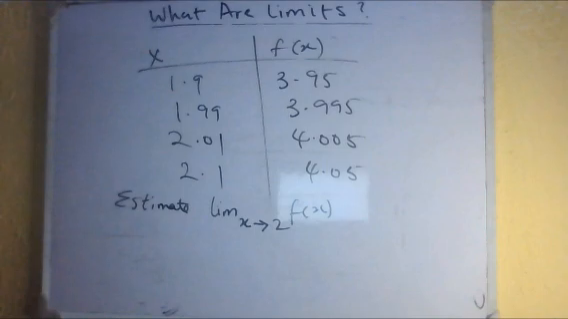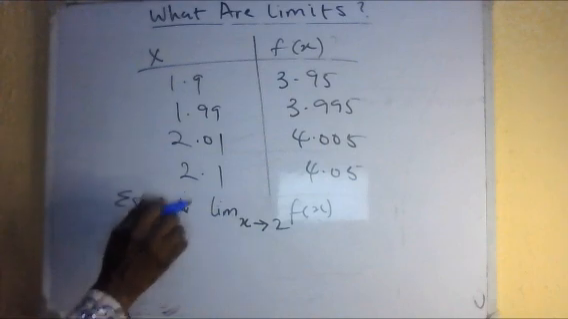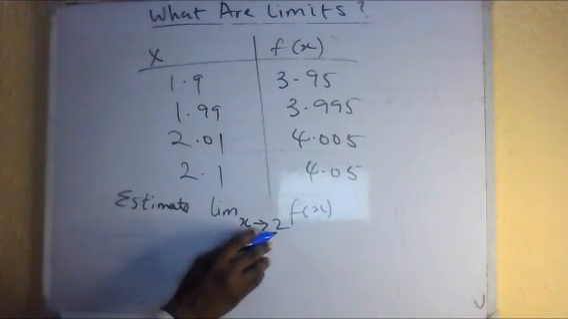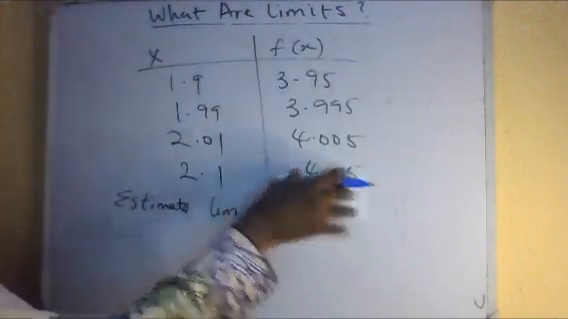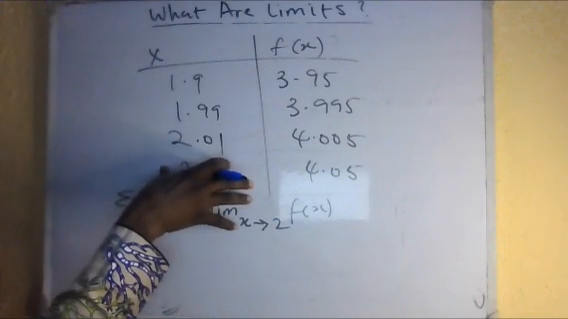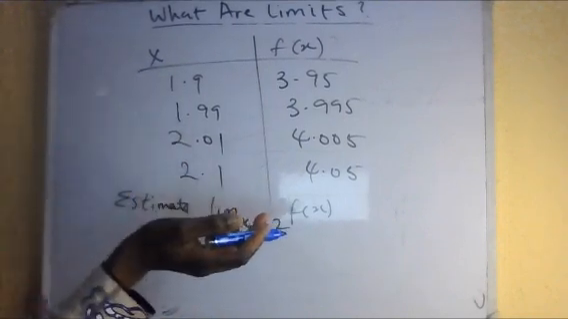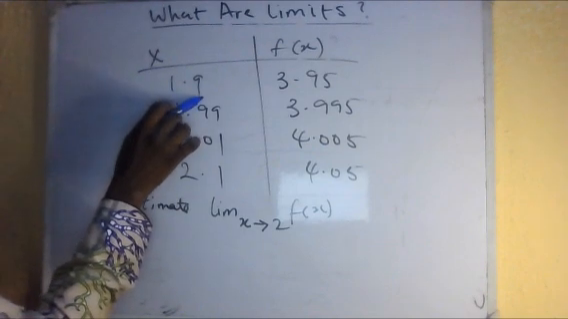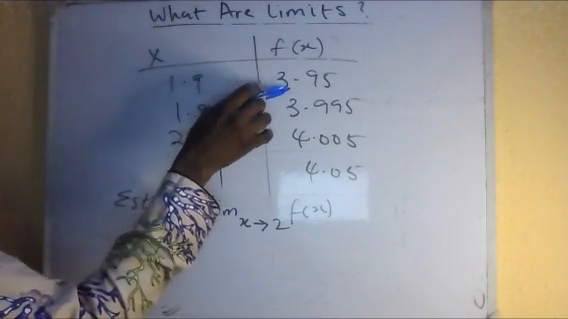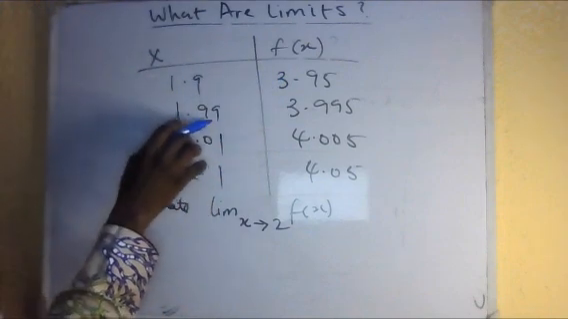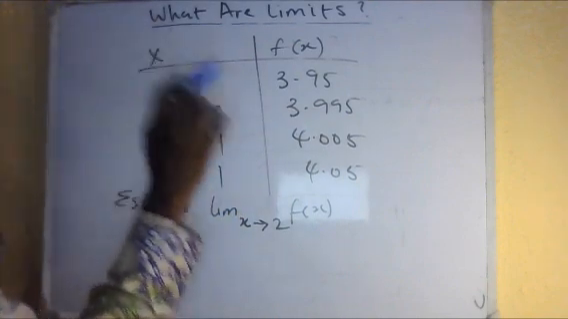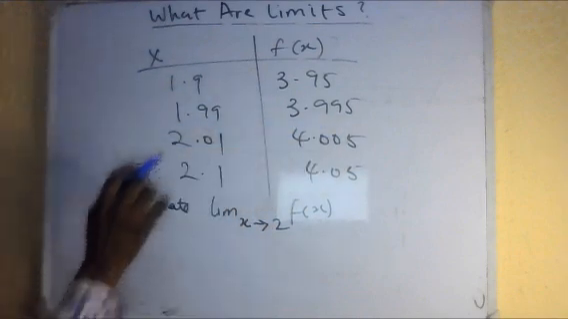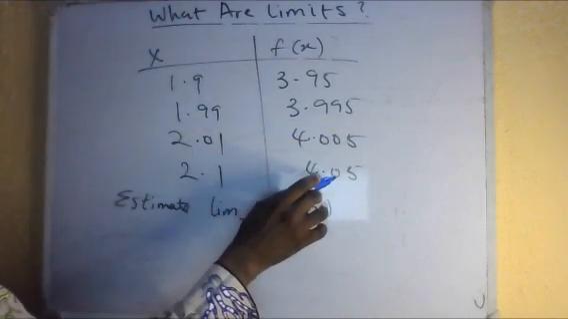So I have this final one on the board for this particular video series. So I have a table first of all, and we're going to estimate for this function as x tends towards 2. So this is the function, and these are the values of x progressively. So it's just by inspection. When x is 1.9, f of x is 3.5. When x is 1.99, f of x is 3.995. When x is 2.01, f of x is 4.005. And when x is 2.1, f of x is 4.05.